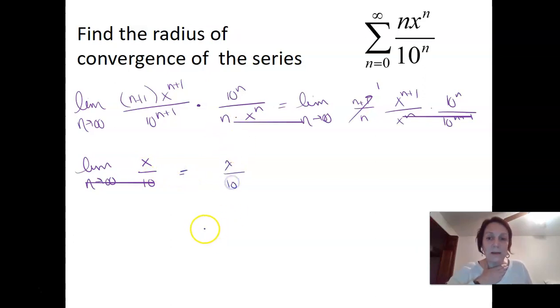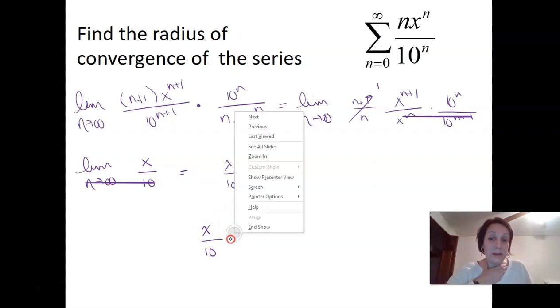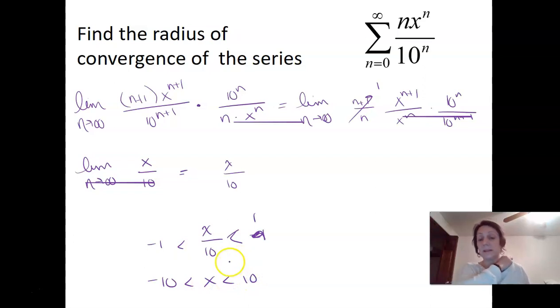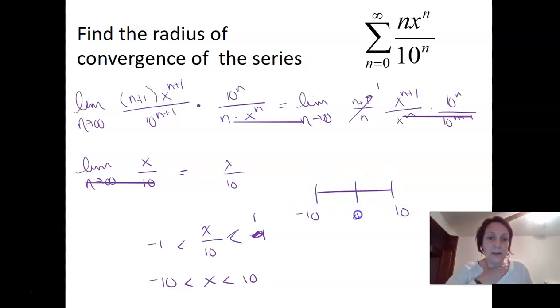And what I need then is for the absolute value of x over 10 to be less than 1. In other words, x over 10 needs to be between negative 1 and 1. Solve that, and you figure out that x has to be between negative 10 and 10. Again, look, negative 10 and 10, center of that is 0, and look, an x to the n. My series was centered at 0.